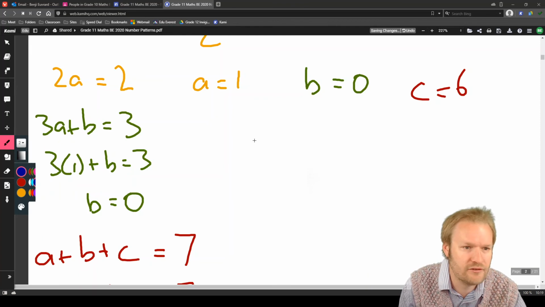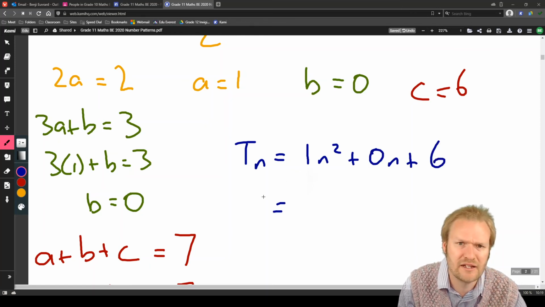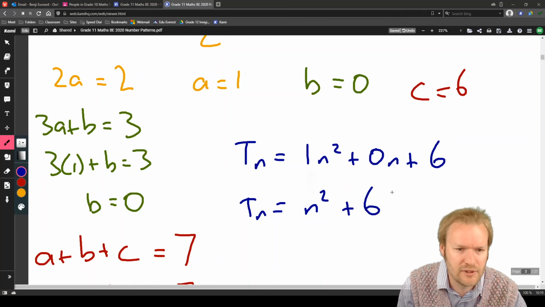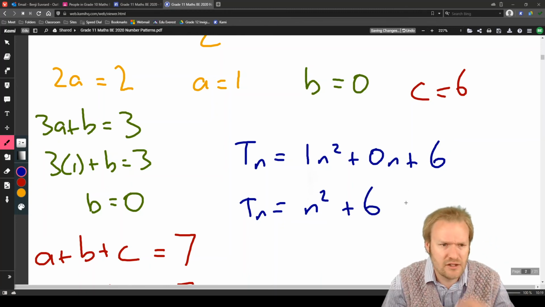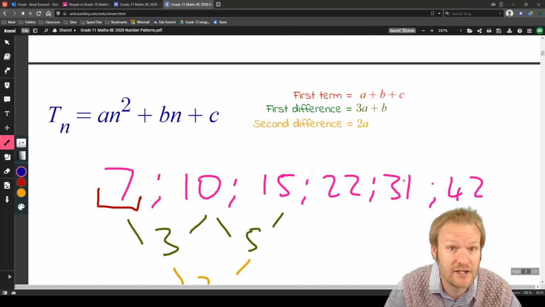So therefore, we've got our final formula. Tn equals an squared plus bn plus c. Well, let's make that look a little bit neater. 1n squared we'd normally write n squared. 0n we wouldn't normally write, plus 6. Okay, so that's our strategy. We just need these bits of information here. And we can do it for anything.